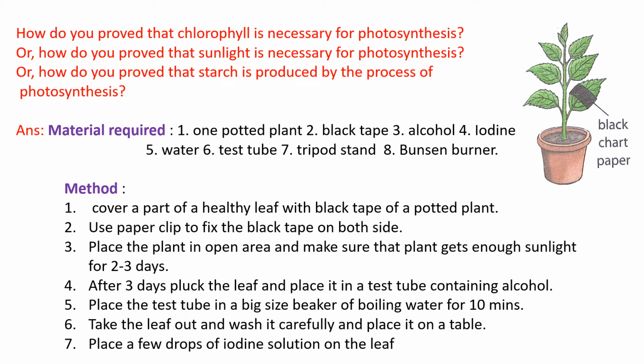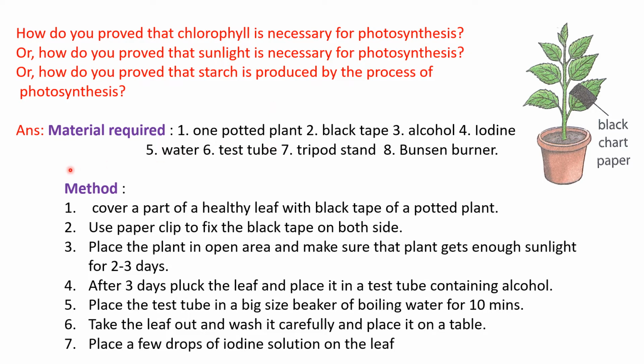Here we learn some questions and answers. What are they? How do you prove that chlorophyll is necessary for photosynthesis? Or how do you prove that sunlight is necessary for photosynthesis? Or how do you prove that starch is produced by the process of photosynthesis? For these three questions, we will do one experiment. From there only we will get those three answers, by performing one experiment.